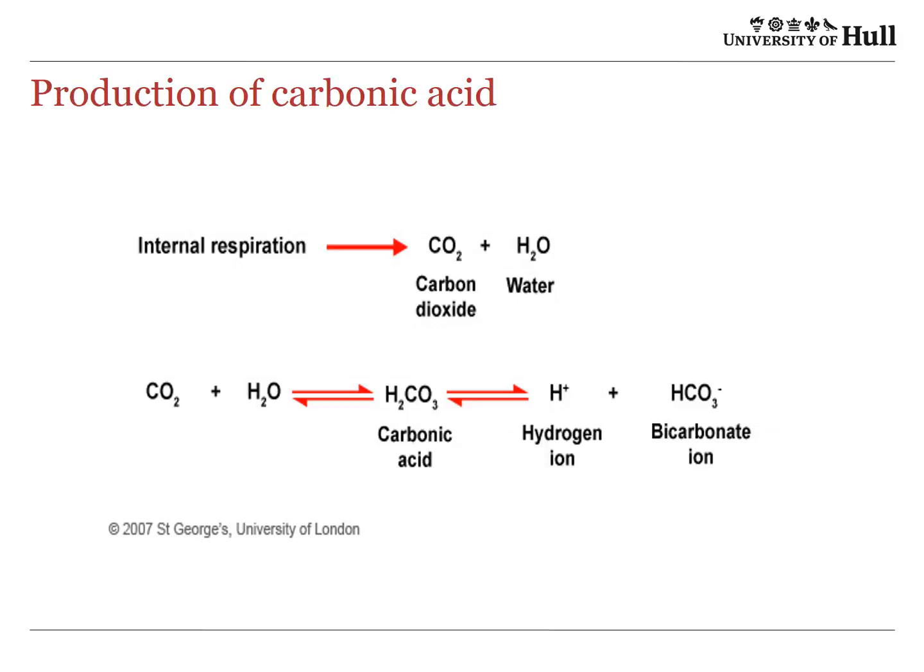And central to this process is the production of carbonic acid. Carbonic acid is produced when carbon dioxide and water are produced by the internal respiration of the cells. This is due to the metabolic activity of the cells. Carbon dioxide and water can combine to form carbonic acid, which can then break down to form hydrogen ions, which tend to lead to acidity, and bicarbonate ions.